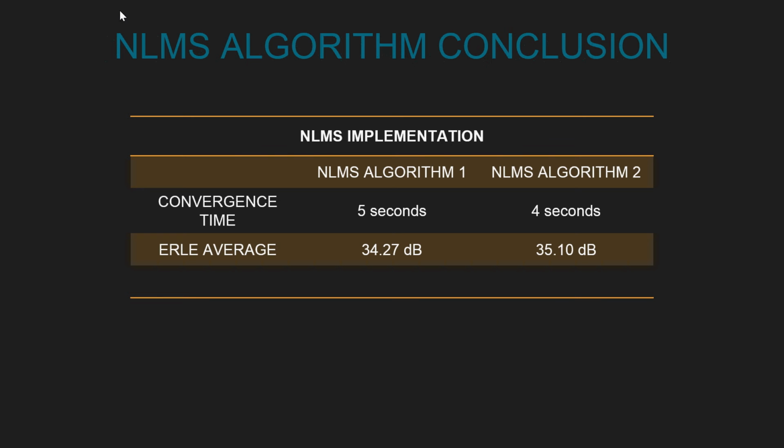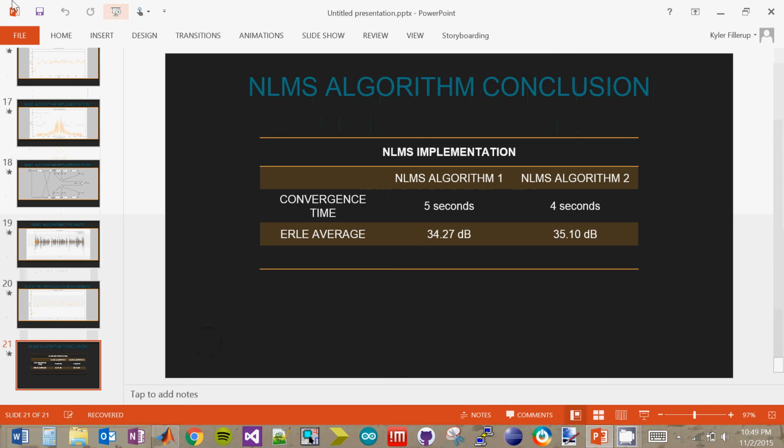So here's a summary of the different algorithms. We can see that the first algorithm presented converges in around 5 seconds and has an echo return loss enhancement average of 34.27 dB. And the second algorithm is slightly better with a convergence time of 4 seconds and an echo return loss enhancement average of 35.1 dB. So let's take a look at the code and how we implemented this in MATLAB.